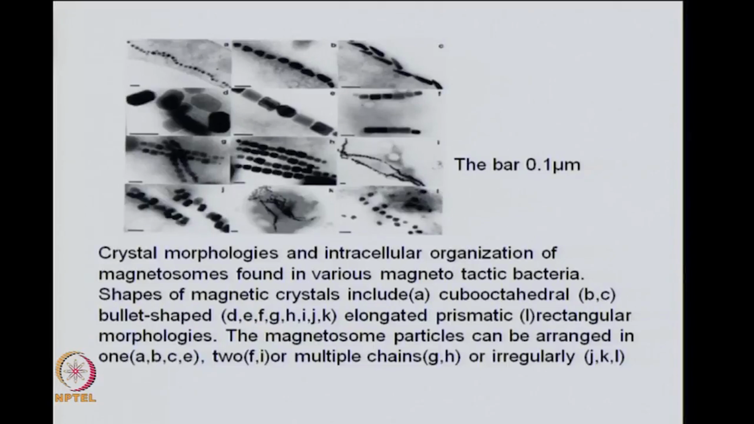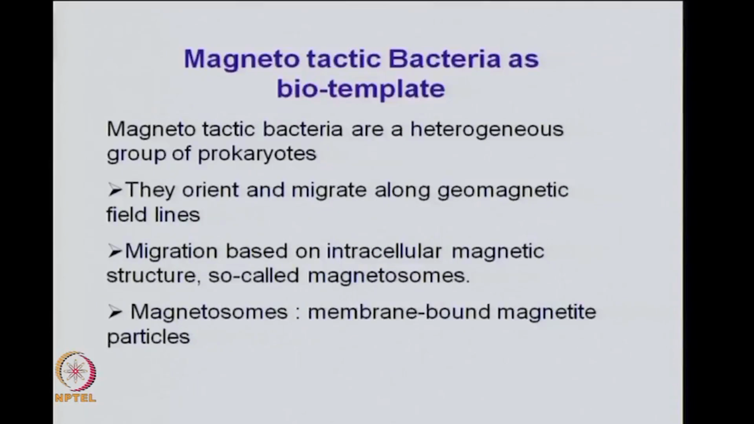So, this is an example of biotemplates, where the cell is the template, the magnetosome is the template inside which the bacteria form inorganic materials. Fe3O4 is an inorganic material, and its formation is guided by the structure of the magnetosomes.